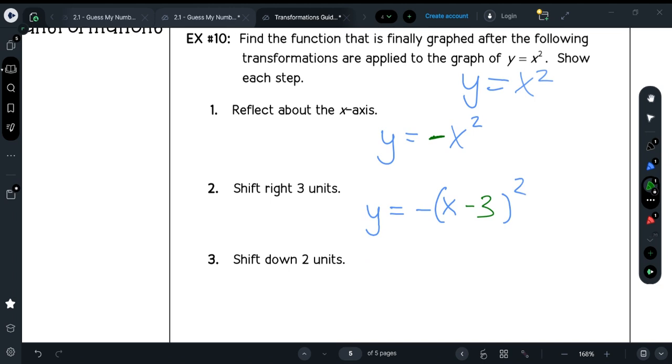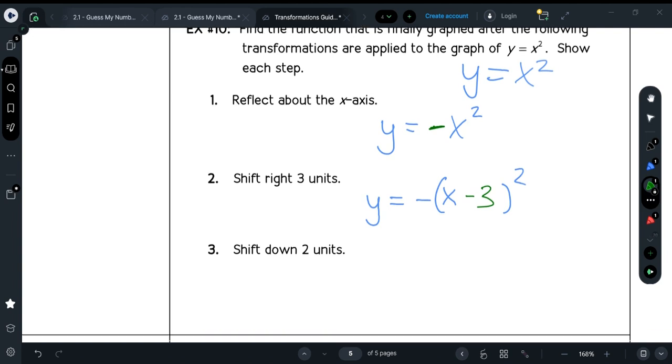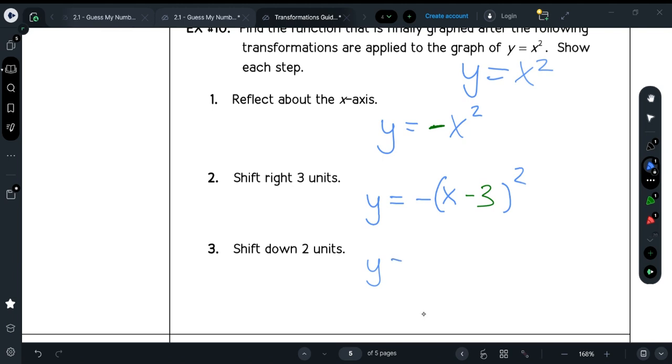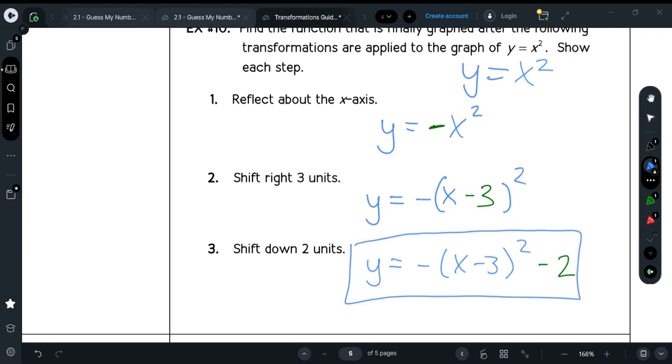So to go down 2, we need to subtract by 2 on the outside at the very end of the equation, and it's going to look like this: negative x minus 3 squared. Then at the very end here, we'll put minus 2. There it is. There's our equation.